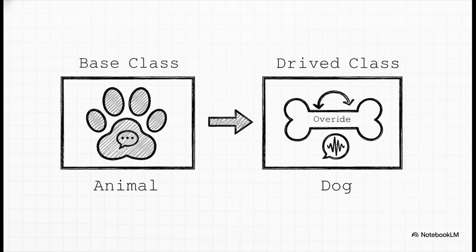Let's say you have a general animal class, and it has a speak function. Now, you make a dog class that inherits from animal. A dog is an animal, but it doesn't just speak, right? It barks. So the dog class can override the speak function to make it say dog barks. It's still an animal that speaks, but now it does it in its own specific way.